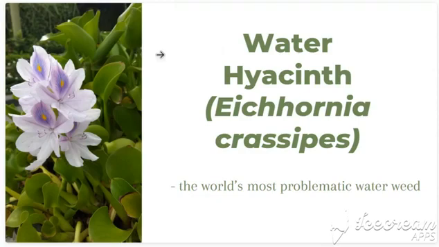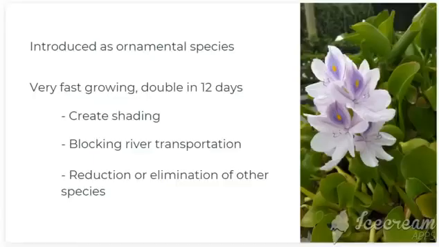Water hyacinth, whose scientific name is Eichhornia crassipes, is the world's worst problematic water weed. This plant is known as Keladi bunting locally. This plant is not originally from Malaysia; it originates from South America. The Keladi bunting was introduced in Malaysia and most countries as an ornamental species due to its colorful and beautiful flower. It has a very fast growth rate.